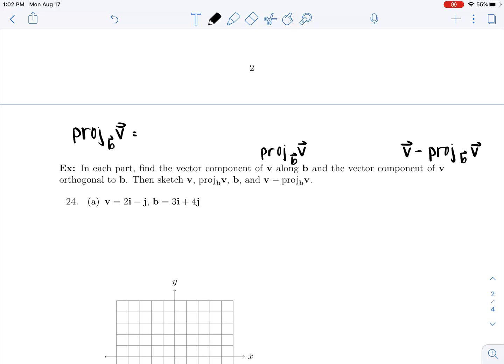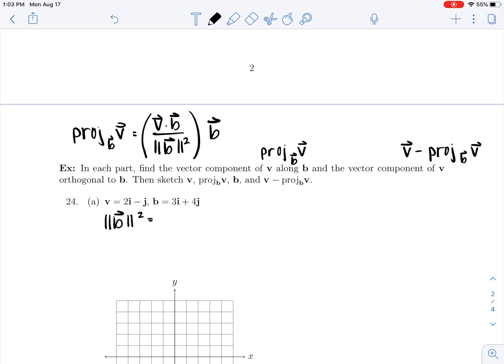The projection of V along B is V dot B over magnitude B squared. And then this whole scalar is going to scale the vector B. All right, so the first thing we need is, well, two things. We need the dot product of V and B, and we also need the magnitude of B. So you can work with whichever one first. Let's go ahead and find the magnitude of B squared.